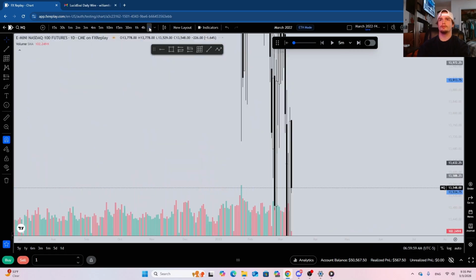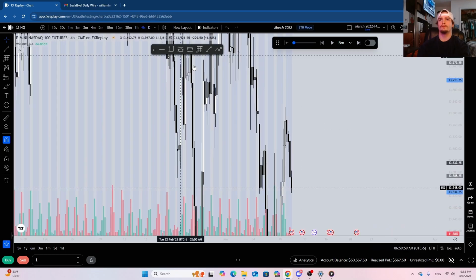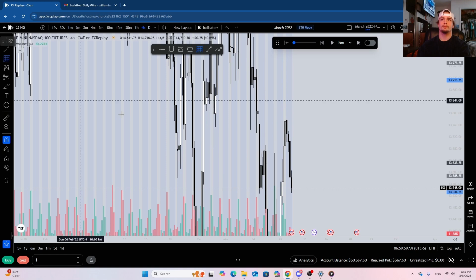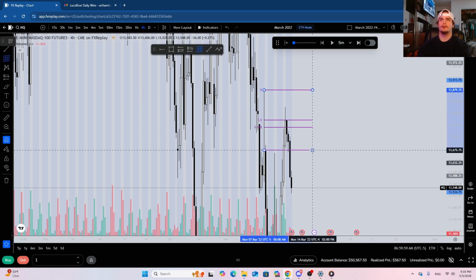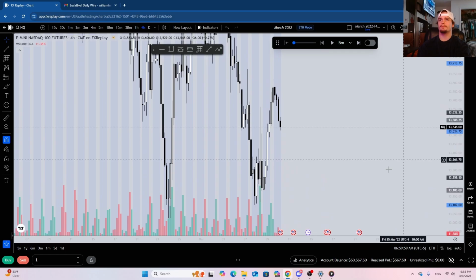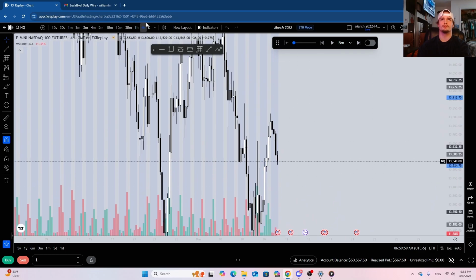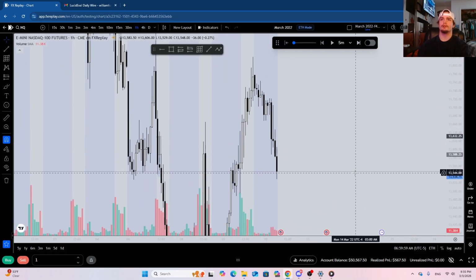Looks like a daily rejection block right here. Oh, maybe not actually. 4 hour rejection. Let's see what we end up rejecting off of. Did reject off the midpoint of that. So we do have this unfilled 4 hour below. This would be a solid draw. However, we could get another day of choppy price action.